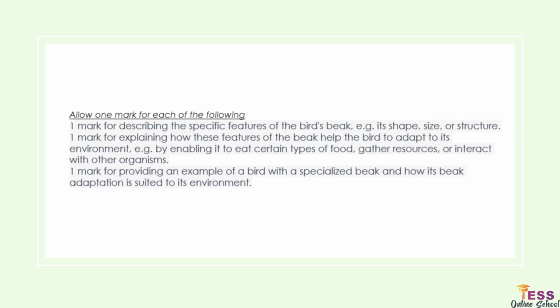Now, let's go through the answer. Allow yourself 1 mark for each of the following. The first mark is for describing the specific feature of the bird's beak, for example, its shape, size, or structure. The second mark would be for explaining how these features of the beak help the bird to adapt to its environment. For example, you could say by enabling it to eat certain types of food, or to gather resources, or to interact with other organisms. The very last mark would be for providing an example of a bird with a specialized beak and how its beak is adapted to its environment.